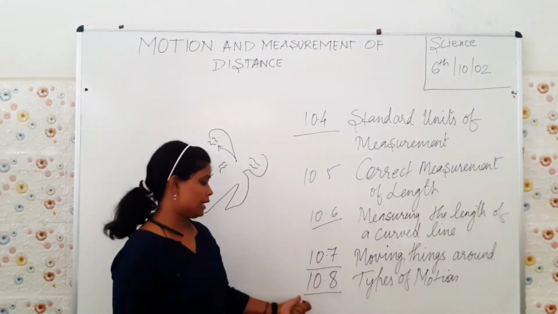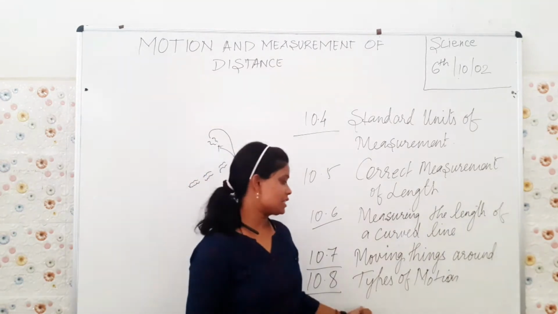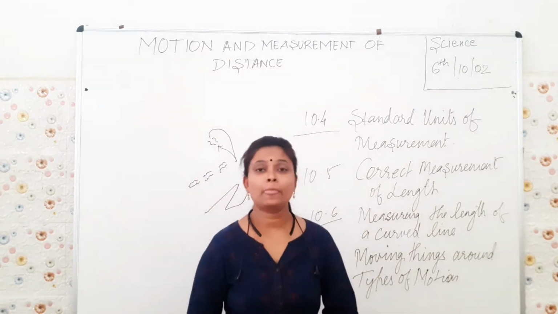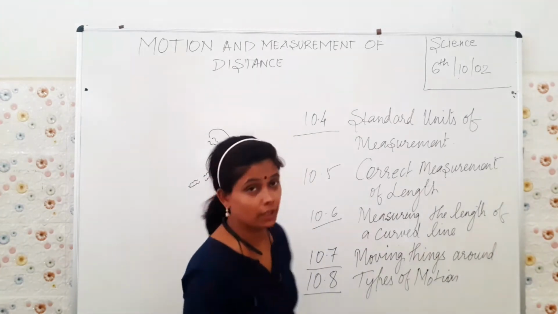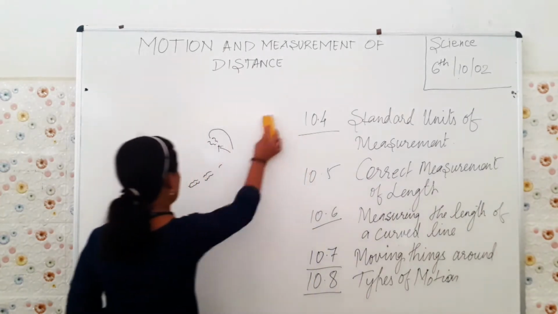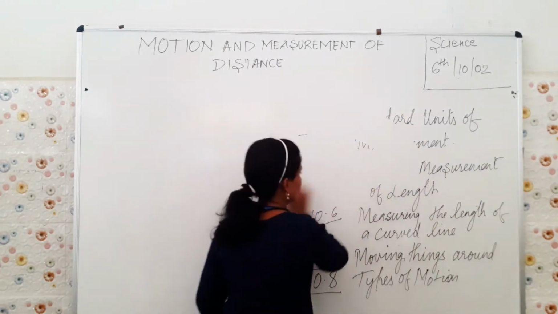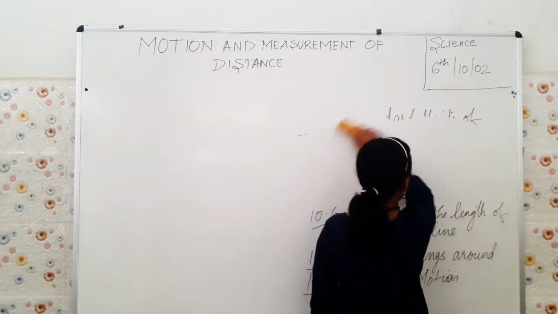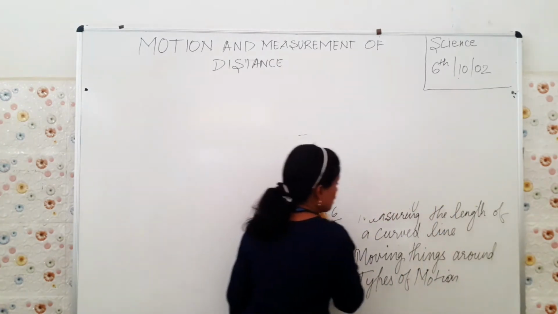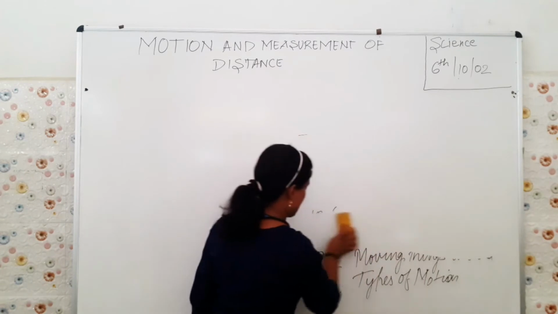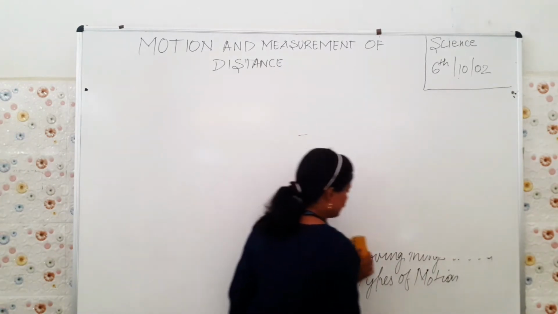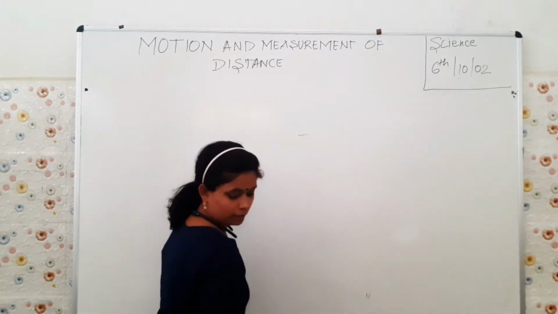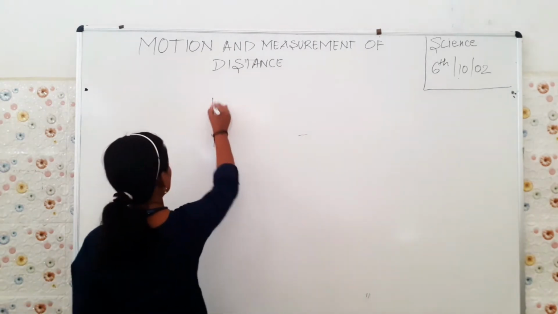Now, this much. Our last topic of this chapter is types of motion. Now, what types of motion are there? We are going to discuss that next. There are different types of motion. All the motions are seen by you in your day-to-day life. Types of motion.